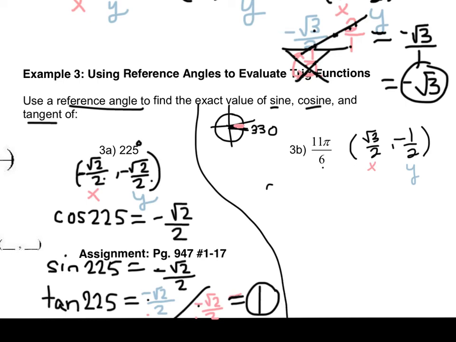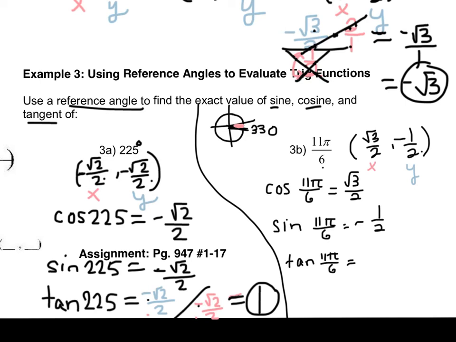So cosine of 11 pi over 6 is x, so it's the square root of 3 over 2. Sine 11 pi over 6 is y, so it's going to be negative 1/2. And tan 11 pi over 6 will be the y, so negative 1/2 over the x, which is the square root of 3 over 2. So this needs to be fixed. We're going to take the bottom and flip it over and multiply by that on the top. So we're going to multiply by 2 over the square root of 3.